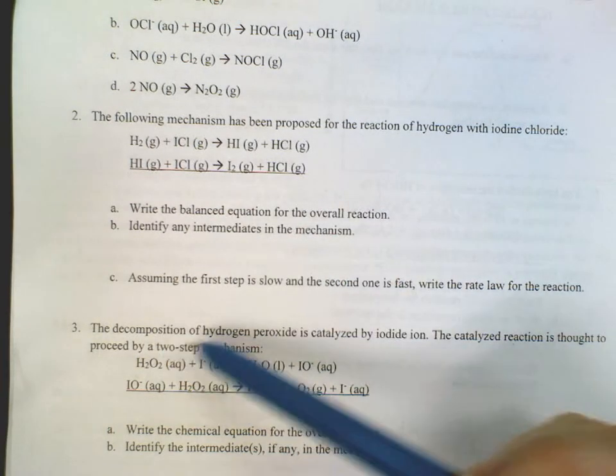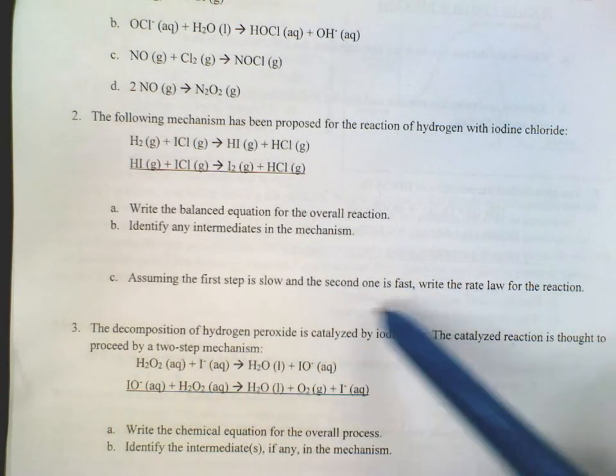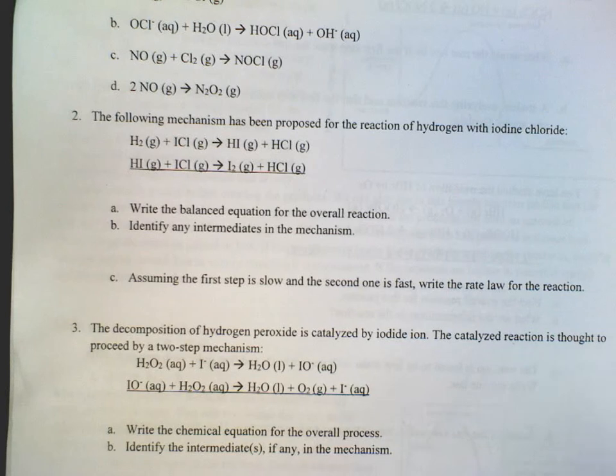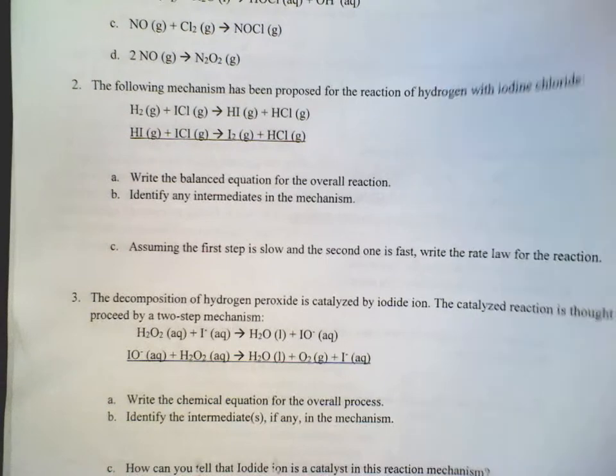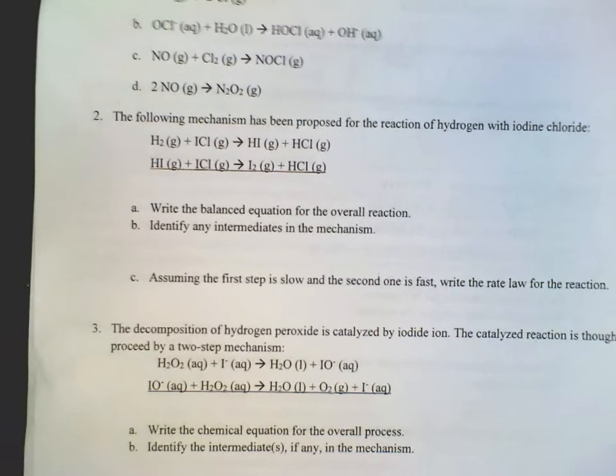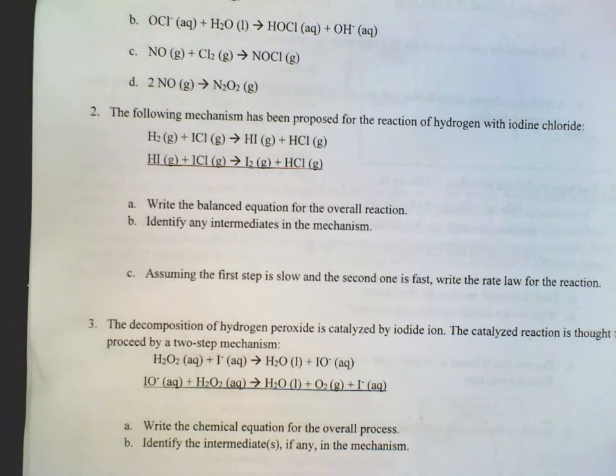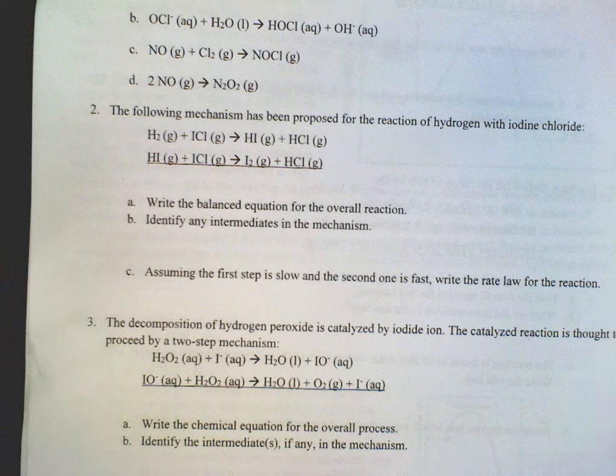Identify your intermediates, and then it's going to have you write the rate laws based off of those with some instructions there. Everything else is pretty straightforward, so if you have any questions, you can always ask when we return to class.